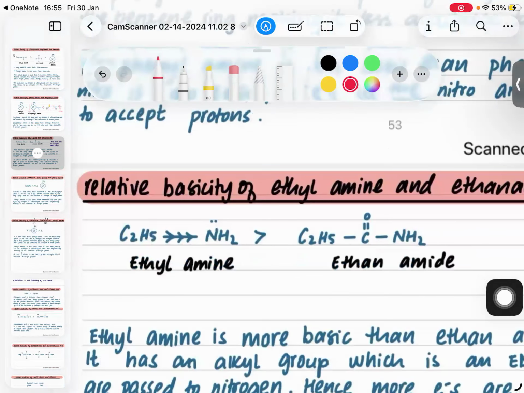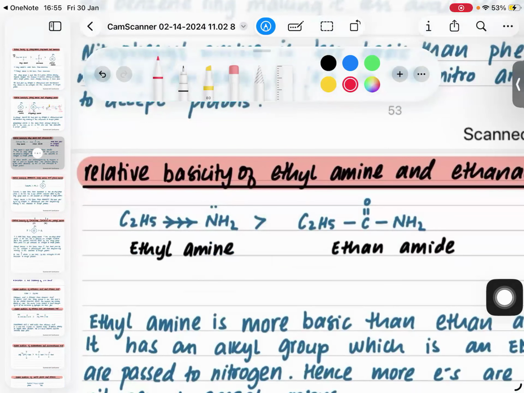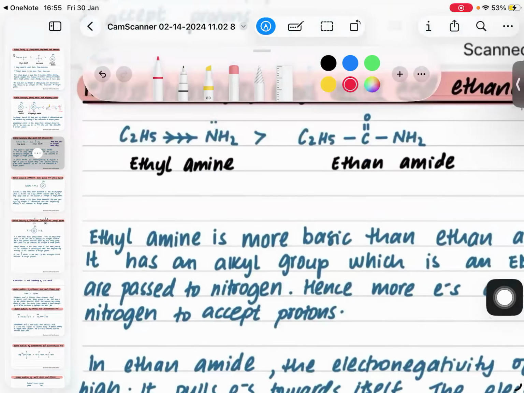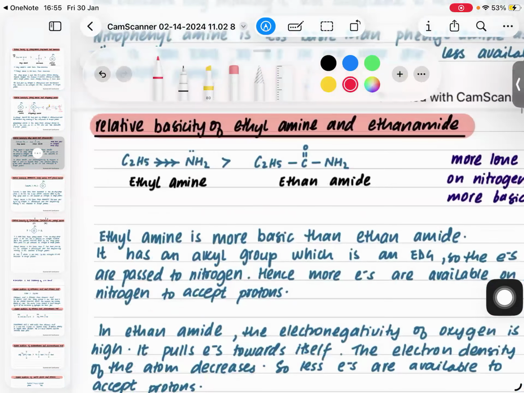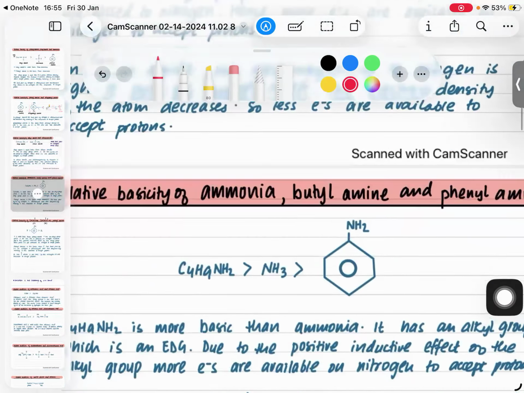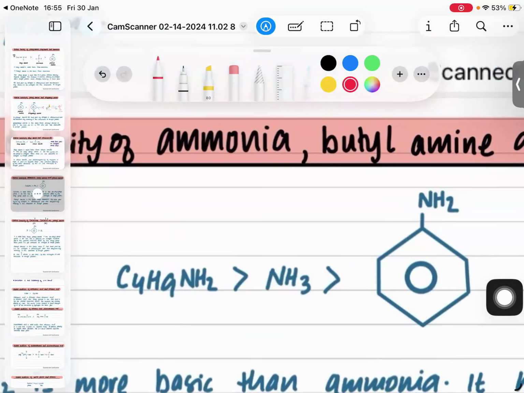Then ethylamine goes the other way around, where the alkyl group pushes the electrons towards nitrogen, making it more available for the proton. What about these two? Can you arrange them? So they are already arranged. Explanation: C4H9 is an electron donating group, creating a positive inductive effect, which makes more electrons available on nitrogen. So it is the most basic.